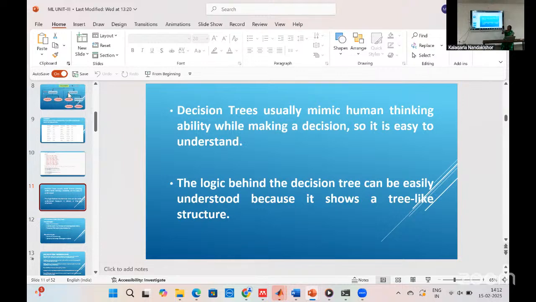Right, by understanding these 2 points, I am going to ask some of them. Why have I written this point?